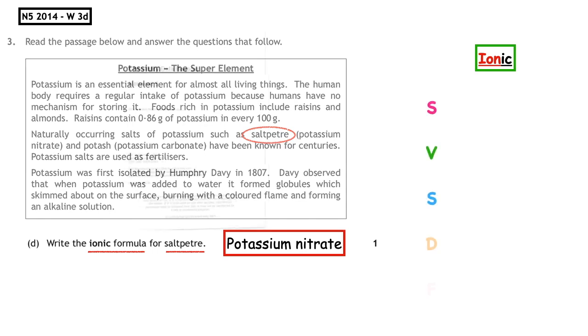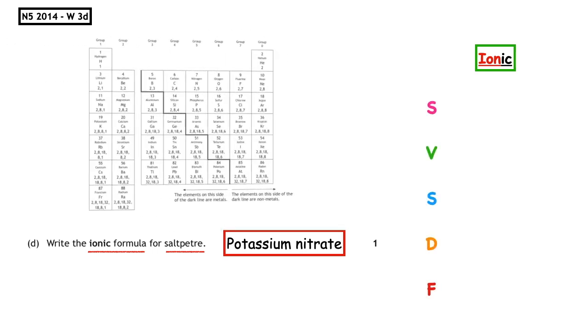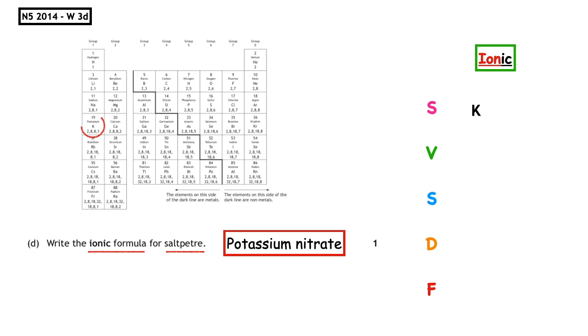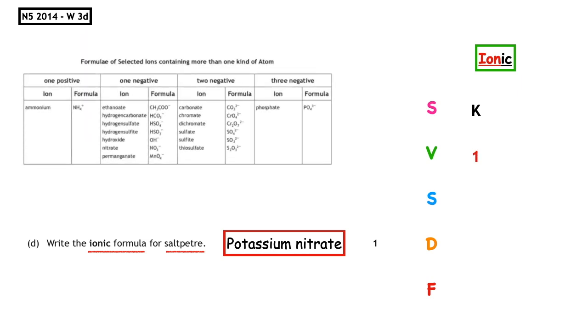We have to do our SVSDF. The symbol for potassium is K. It's found in group 1, valency 1. Nitrate, we use page 8. Symbol NO3, valency 1.